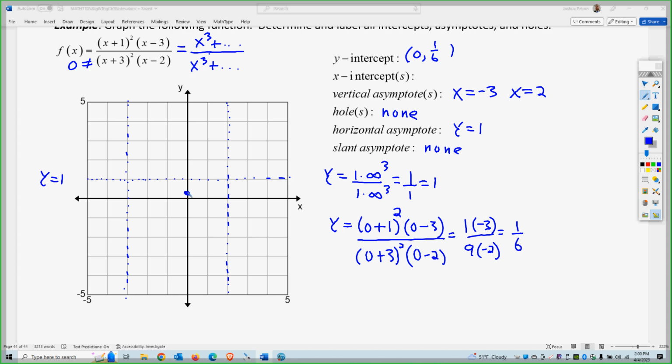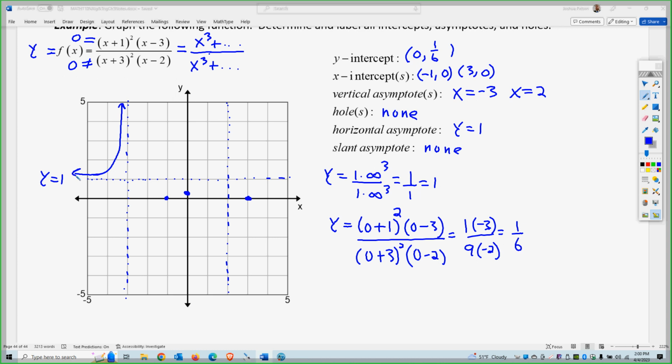All right, so my x-intercepts are when the numerator is equal to 0, right? Because this is a y equals equation, correct? So if the numerator equals 0, the whole thing equals 0. So at x equals -1 and at x equals 3, we have x-intercepts as a result. Okay, so what I can tell you right now is that in the left-hand section, it has to be up here.